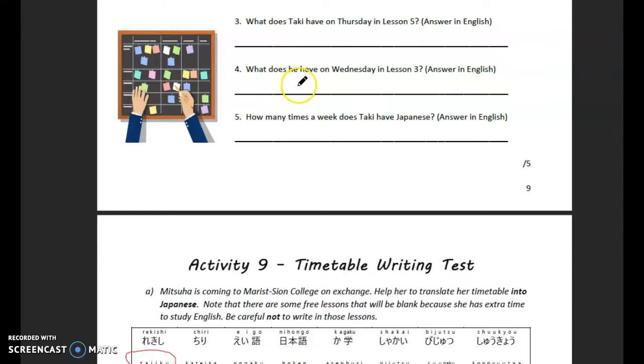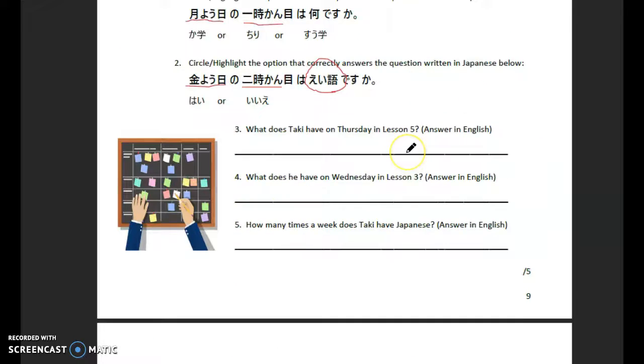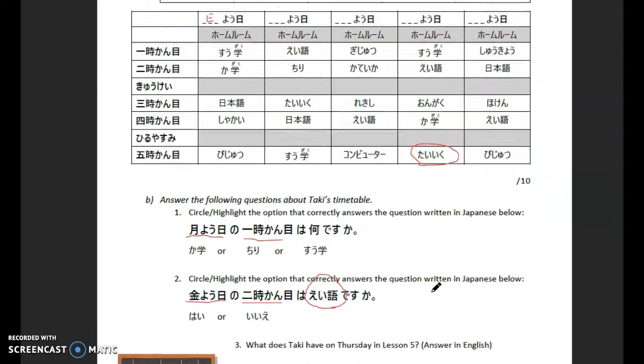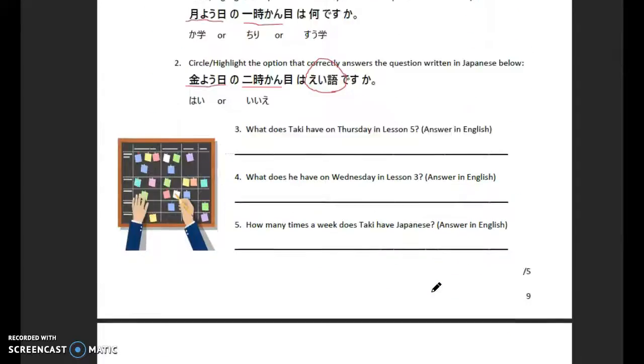So question 4, Wednesday lesson 3, and question 5. How many times a week does Taki have Japanese? So we need to find Japanese in the timetable and count how many there are. And just write the number on the line.